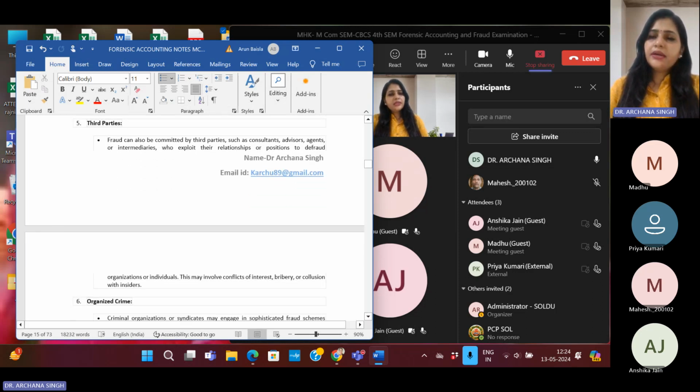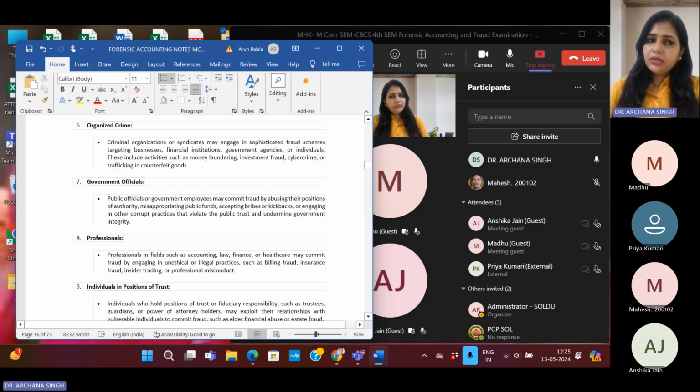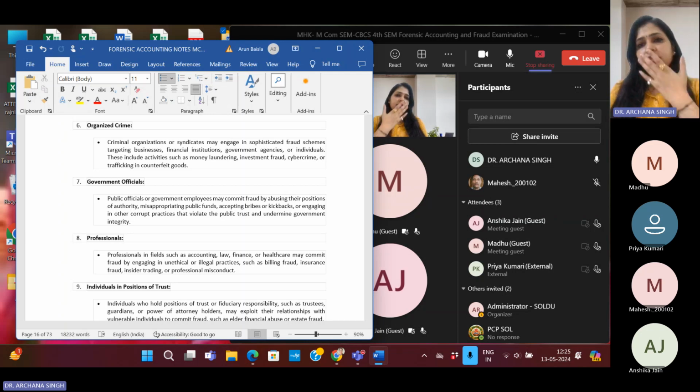Then third parties in the form of consultants, advisors, agents, intermediaries who are related to the business. They can exploit the relationship or positions by defrauding the organizations or individuals, which may include conflict of interest, bribery they had taken, or collusion with the insiders. Then there is organized crime. Criminal organizations or syndicates may engage in sophisticated fraud schemes, in which they can target businesses, financial institutions, government agencies, and they may be involved in money laundering, investment fraud, cyber crime, or trafficking in counterfeit goods.